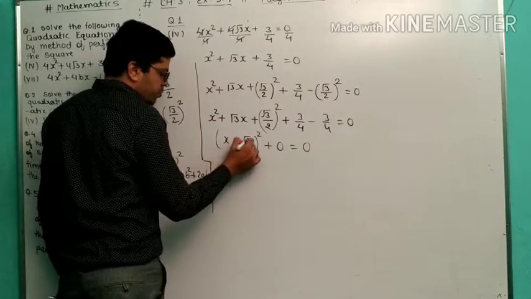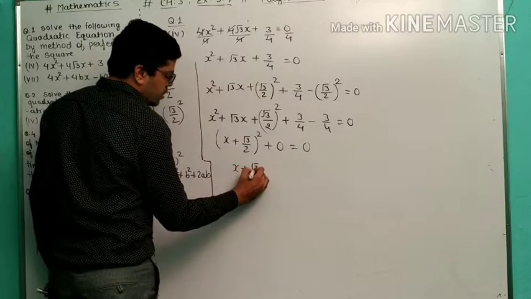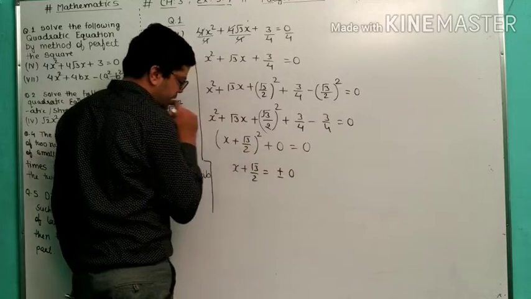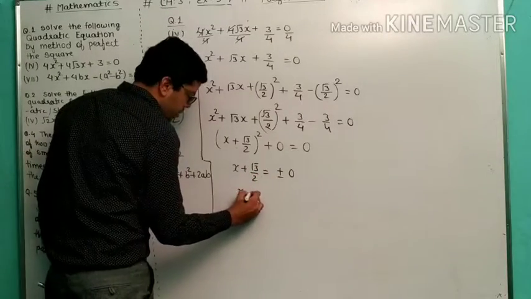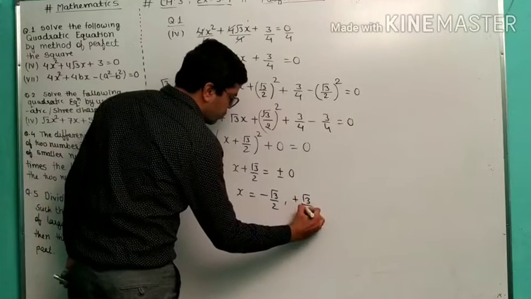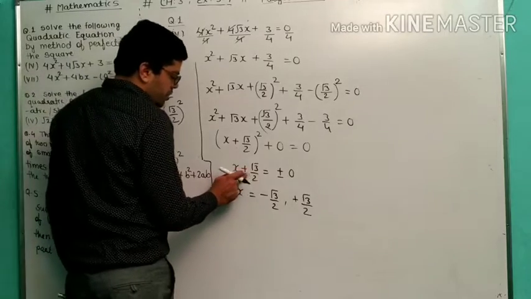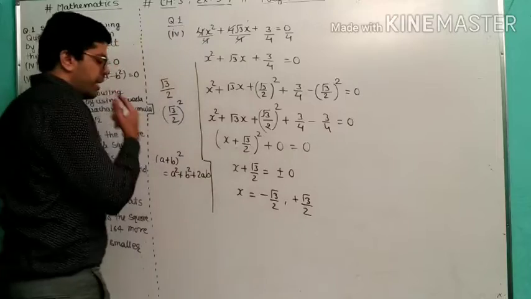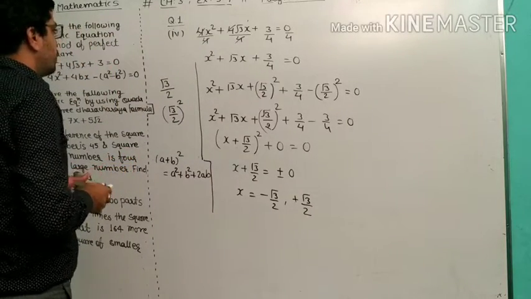So we got (x + root 3 by 2) whole square plus 0 is equal to 0. So x plus root 3 by 2 is plus minus root 0. The square goes to the right hand side, so it becomes root 0, and root 0 is plus minus 0. So x is equal to minus root 3 by 2 and plus root 3 by 2. We obtain two roots here, because when you transfer this, we get minus root 3 by 2 and plus root 3 by 2. So hopefully you understood the solution of question number first, fourth part.